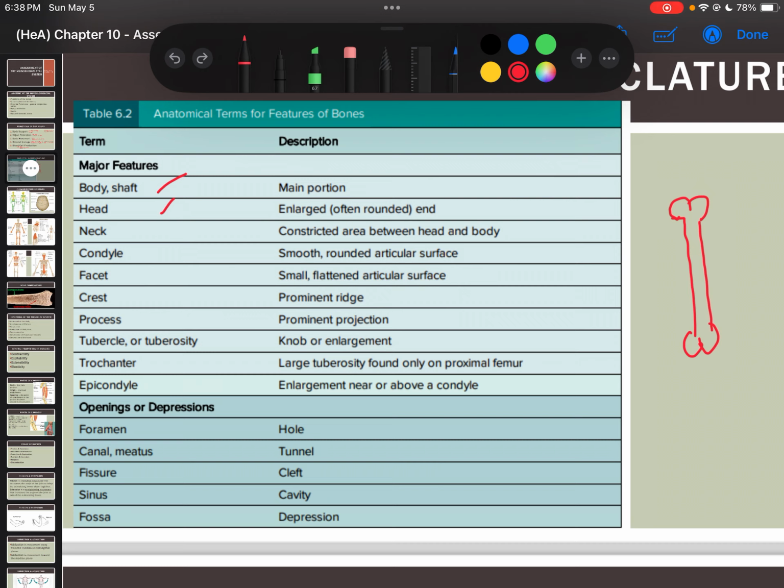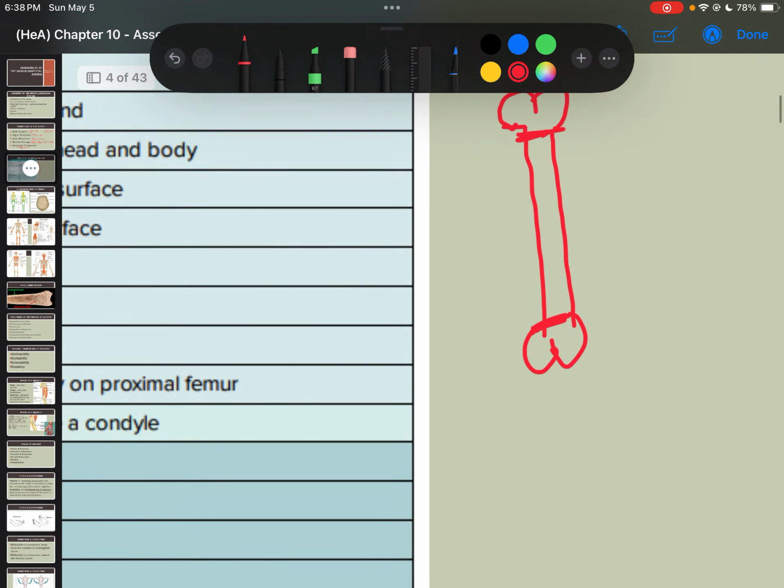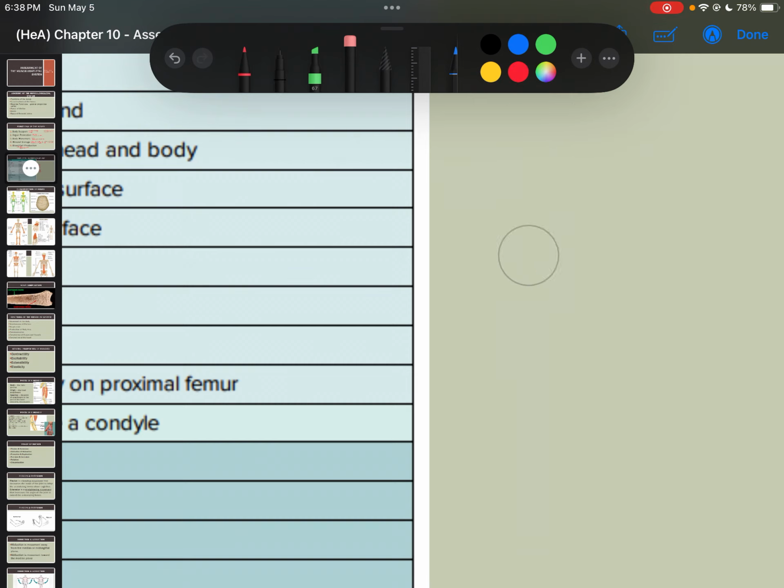The neck, class, is the constricted area between the head and the body, usually this part here. It will become smaller. It looks like this. If this is my long bone, it will become smaller, constricted here, and then it will eventually enlarge, like that.